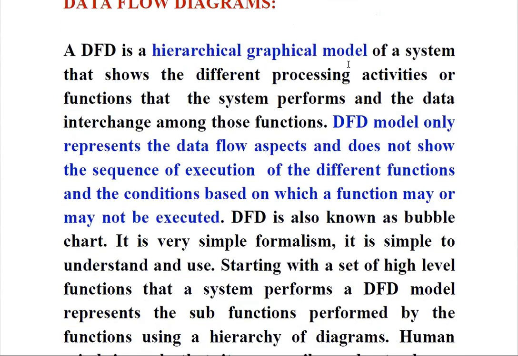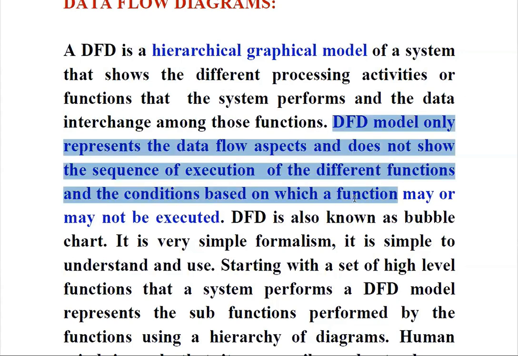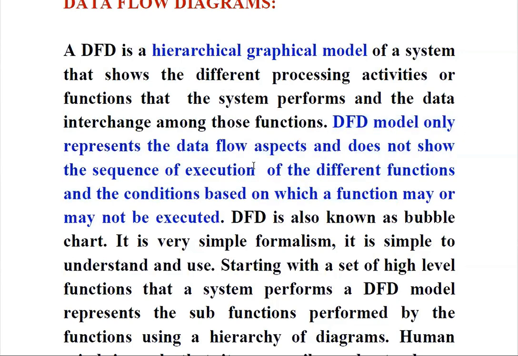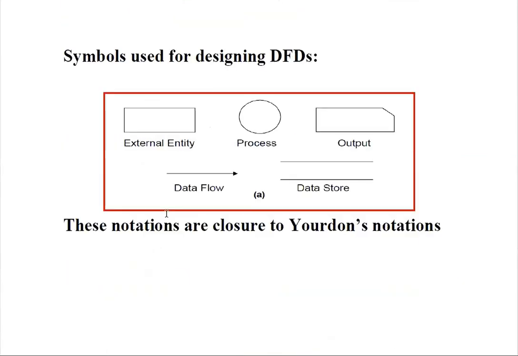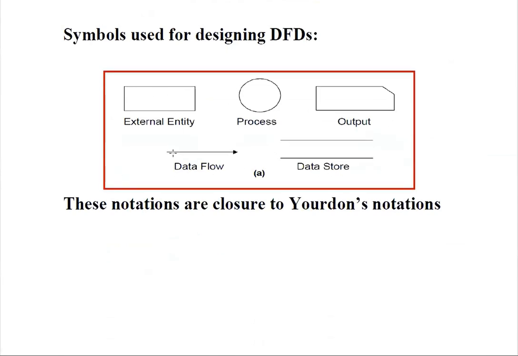A data flow diagram is a hierarchical graphical model of a system that shows the different processing activities. The data flow diagram model only represents the data flow aspects, and does not show the sequence of execution of the different functions and the conditions based on which a function may or may not be executed. This is about the core function of the data flow diagram. There are symbols: external entity, process, output, data flow, data store. We may ask this in your multiple choice questions.